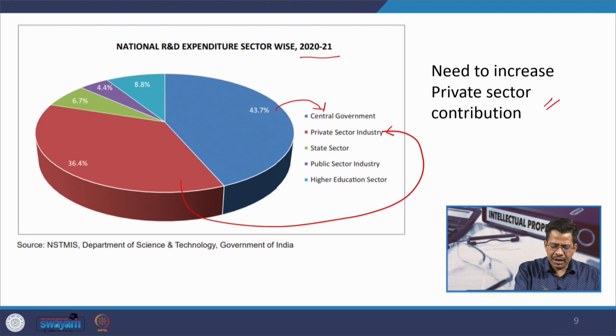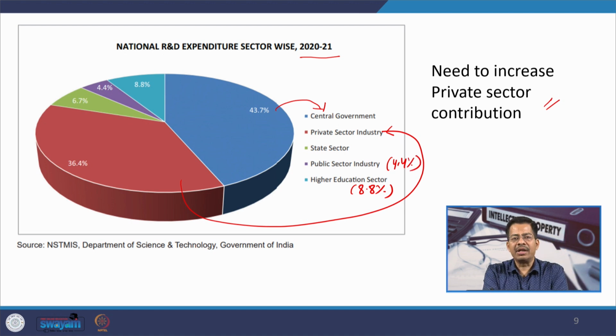Then we have state and public sector industry and higher education institutes. It is surprising that HEIs are spending around 8.8% in R&D activities, while the public sector is spending just 4.4%.